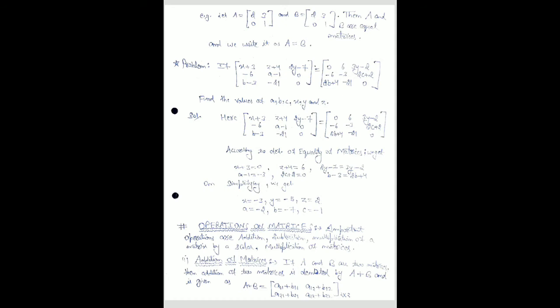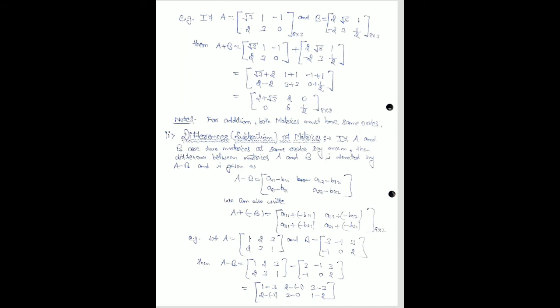Next we discuss operations on matrices. The important operations on matrices are addition, subtraction, multiplication of a matrix by a scalar and multiplication of two matrices. First we discuss addition of two matrices. Let A and B be two matrices. Then the addition of these two matrices is denoted by A plus B and is given by simply adding the corresponding elements of A and B.